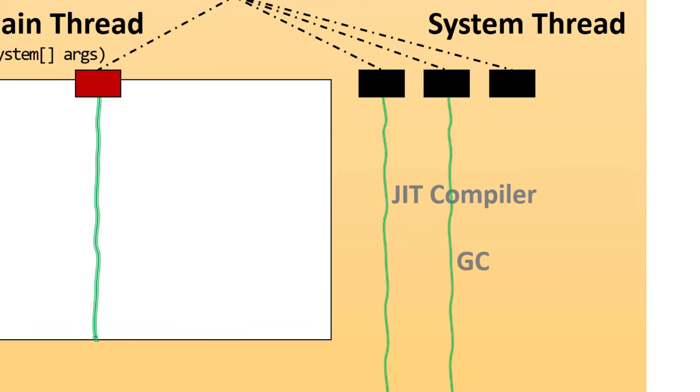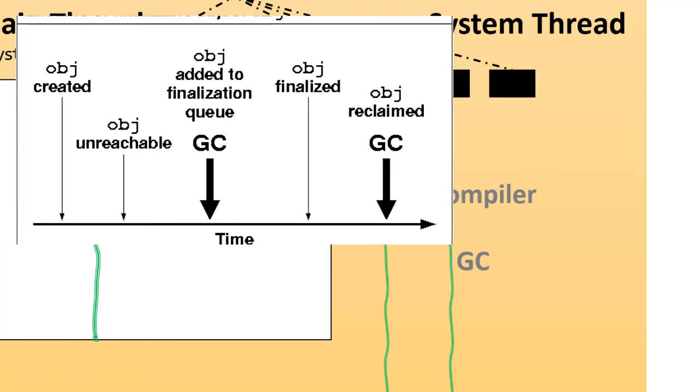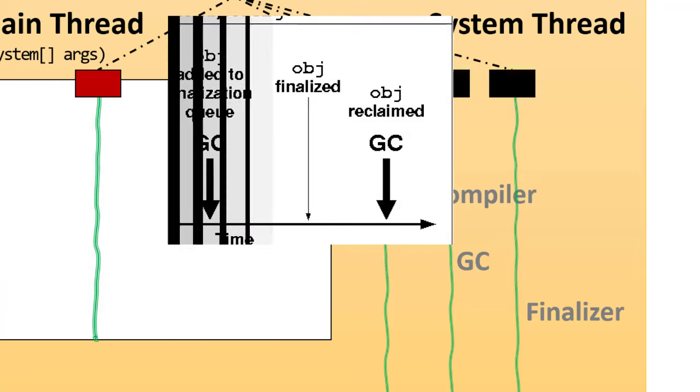Another example of a system thread is the garbage collector. GC reclaims the memory of objects which are no longer referenced by any part of the application. However, if that object's class has overridden the finalize method from the Object class, then the GC cannot immediately reclaim its memory. Instead, it places that object into a special queue called the finalization queue. The finalizer thread continuously polls this queue. When it finds an object in the queue, it takes that object and executes its finalize method. Only after that, the object's memory can finally be reclaimed by the garbage collector in a subsequent cycle.